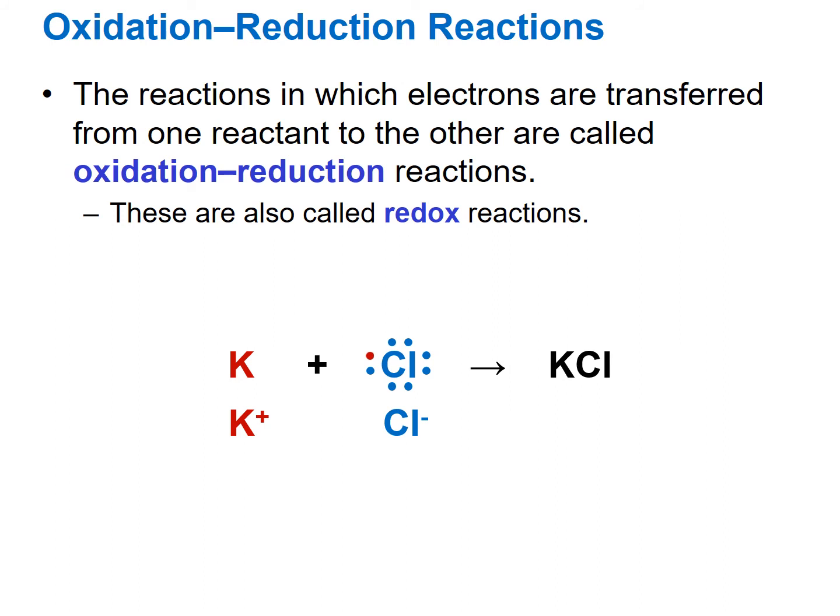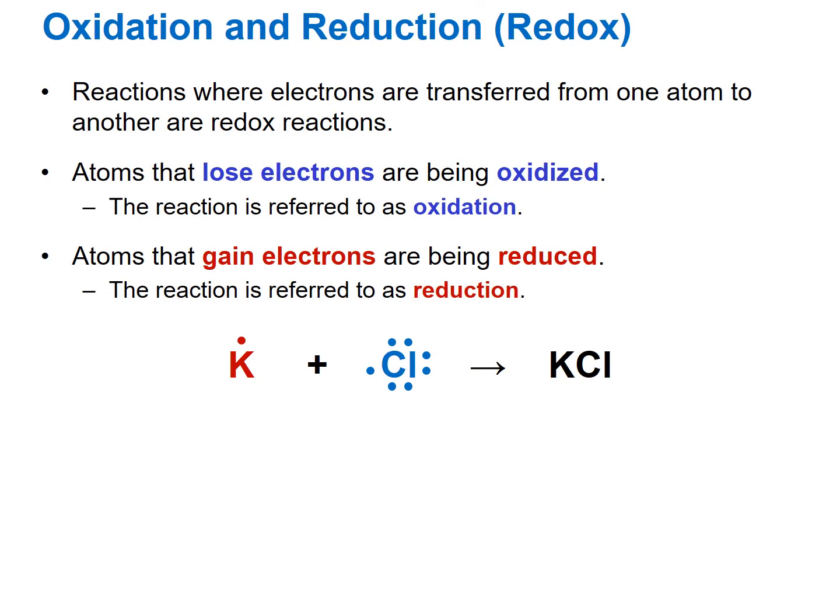So redox reactions help us track this. But instead of drawing out the Lewis dot, we actually do it through a numbering system whereby we assign something known as oxidation numbers. So again, to reiterate, oxidation and reduction reactions, redox reactions as they're also known, are reactions where electrons are transferred from one atom to another.